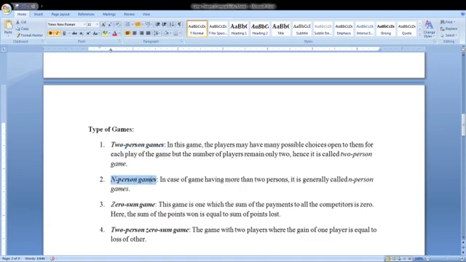What is n-person games? If there are n number of persons, more than two people playing the game, that is called as n-person games.